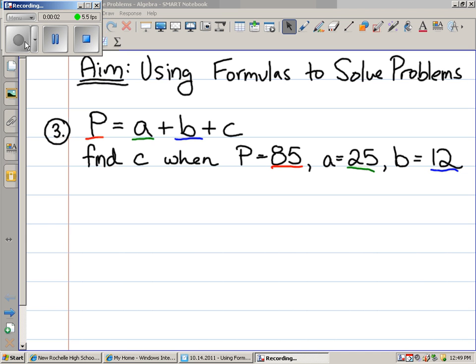Word problems. Today we're going to study word problems, just an introduction to them. And we're going to use formulas to solve them. So we're going to take everything we know now and tie them together. Let's take a look at this first one. P equals A plus B plus C.